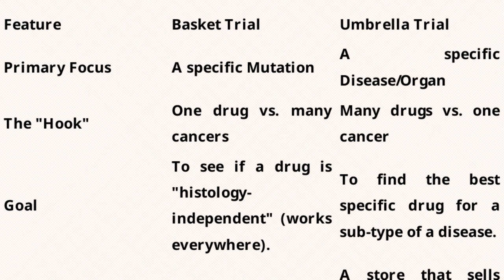A basket trial is like a store that only sells red shirts, but in every possible size, testing if that red shirt works for everyone. Meanwhile, an umbrella trial is like a store that sells shirts in every color, but only in size large, trying to find the best color for that one size. Both approaches are about precision and personalization, but they do so in different ways. Understanding these differences helps us see how each trial type advances cancer research and treatment.